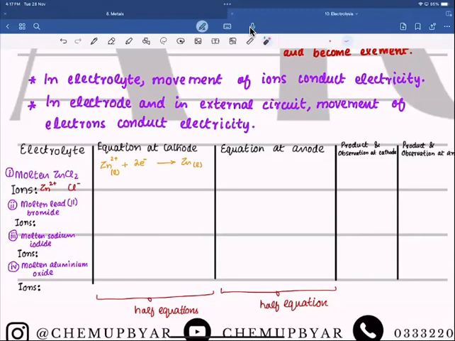Sir, oxide means O2-. What does oxide mean? Oxide means the anion. Whenever an element turns into an anion, its suffix is written as -ide. Yes, Khatija and Aisha, are you done? Yes, sir.